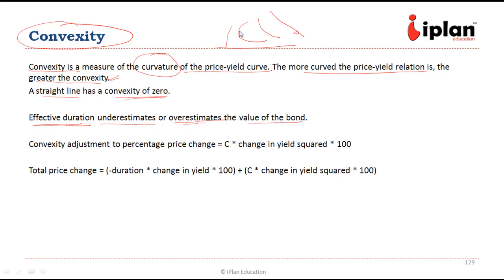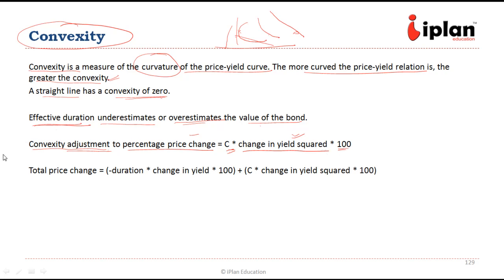Since we know it is represented by a curve, the slope at one particular point is going to be an inaccurate measure. So we are either underestimating or overestimating the value of the bond. If we have to incorporate the impact of convexity, we need to make an adjustment. This convexity adjustment to a percentage price change is going to be convexity, which is the second derivative, into change in yield squared into 100.